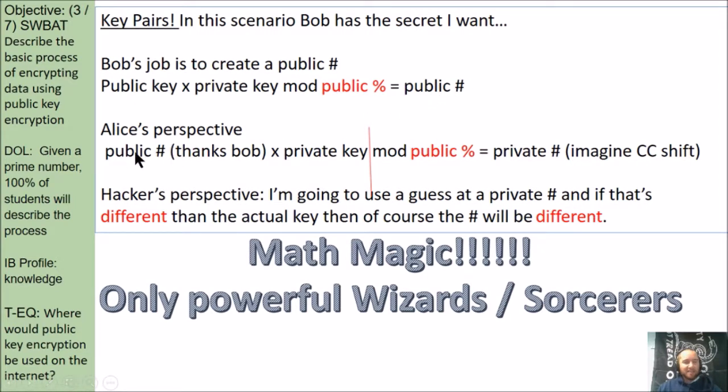So now Alice is sitting there. She has this public number from Bob. She's going to times it by a private number that she has. She's not going to reveal it to anyone.